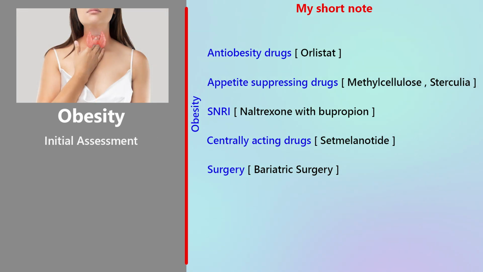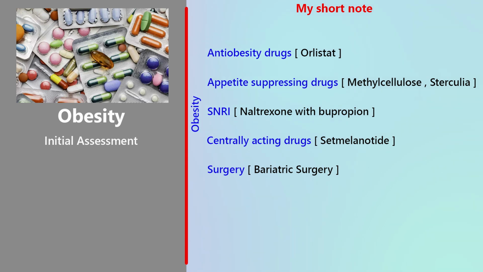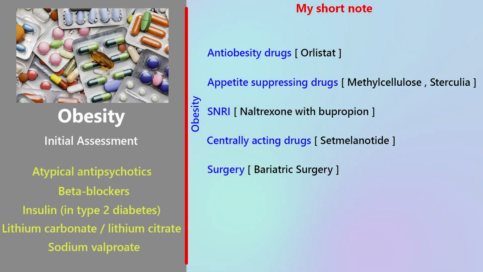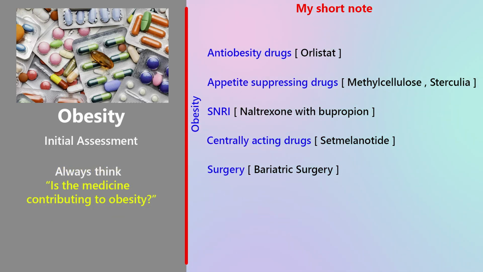Before starting any treatment, a proper initial assessment must be done. We must first check for underlying causes of weight gain, such as hypothyroidism. At the same time, we should carefully review the patient's medicines because many commonly used drugs can contribute to weight gain. Important examples include atypical antipsychotics, beta blockers, insulin in type 2 diabetes, lithium preparations, sodium valproate, sulfonylureas, thiazolidinediones, and tricyclic antidepressants. So always remember this exam rule. If a patient is obese, always ask, could the medicine be contributing?